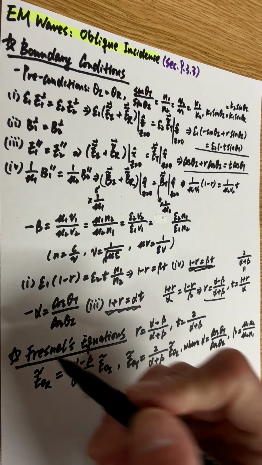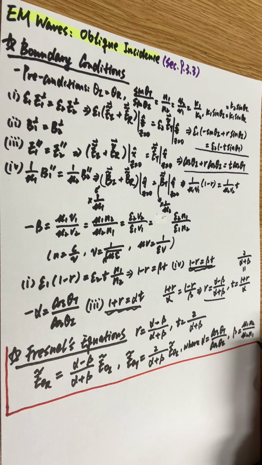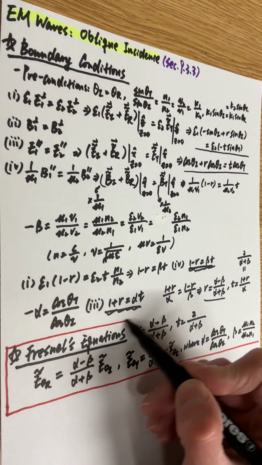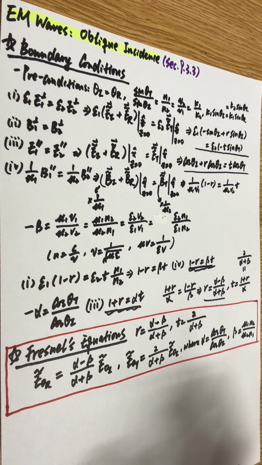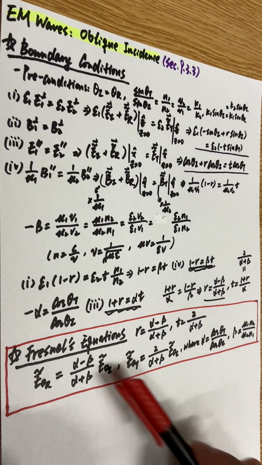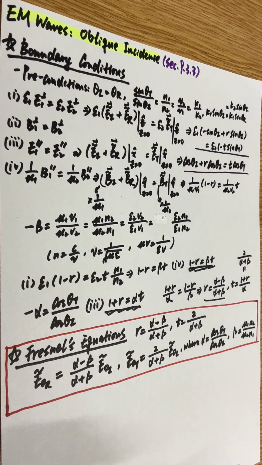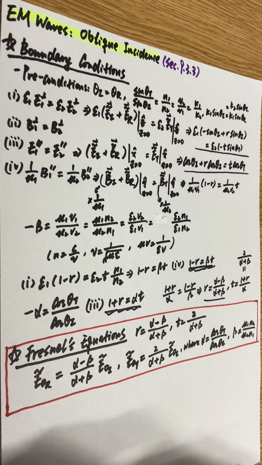So if Maxwell's equations are at the center of electromagnetism, then Fresnel's equations are at the center of electromagnetism for communications. This tells us the relationship between incident wave amplitude and reflected wave amplitude, and between incident wave amplitude and transmitted wave amplitude. So let's look at some special cases.